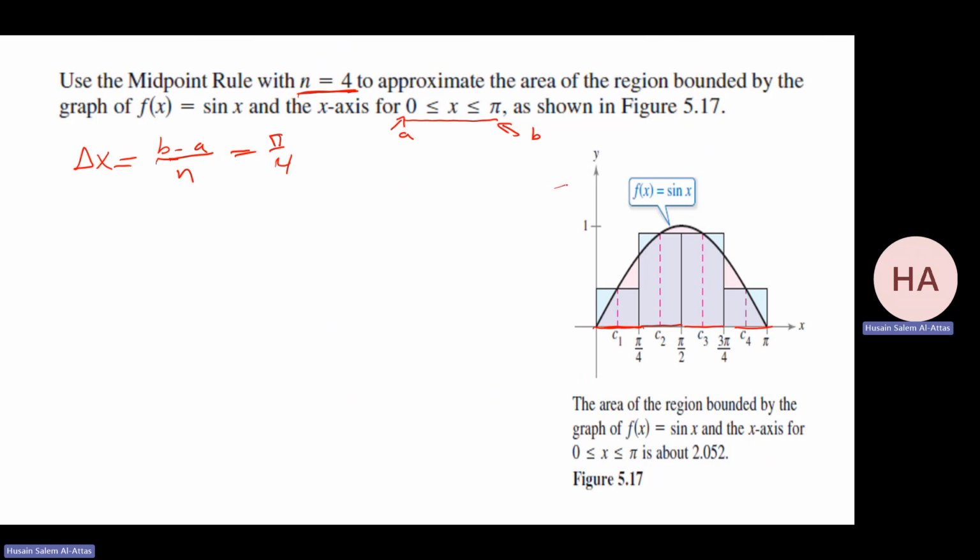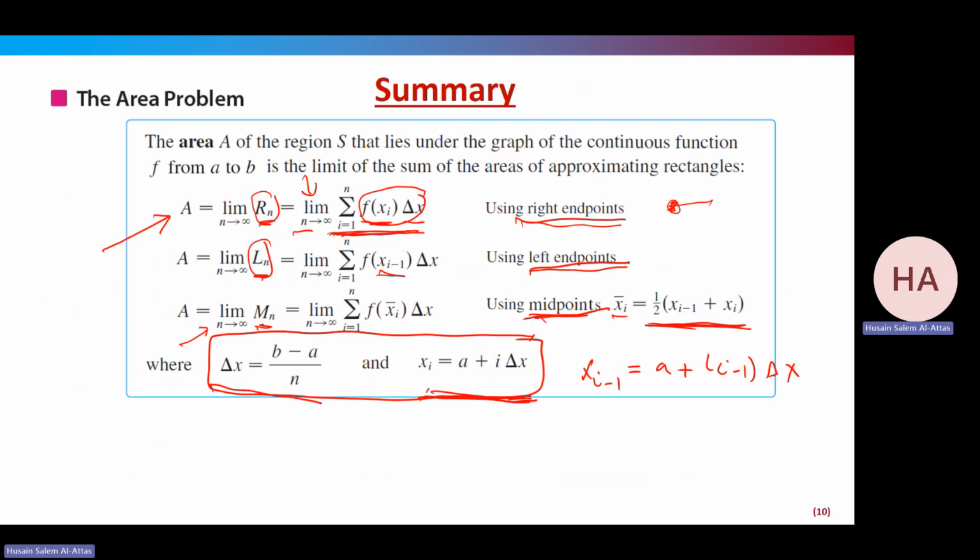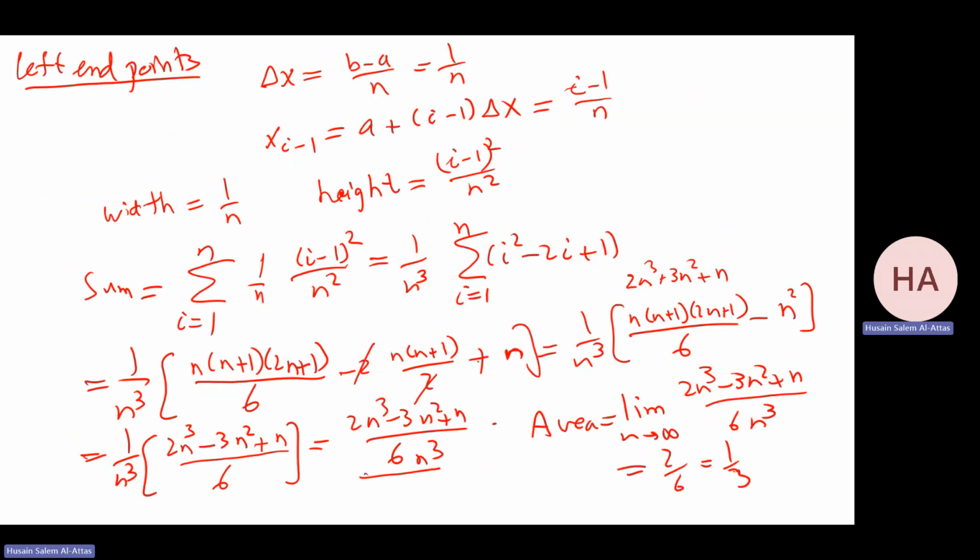So if you want to do it between 0 and pi, I have pi over 4, I have pi over 2, and I have 3 pi over 4, since this is pi over 4, pi over 4, pi over 4. Okay. Now I need to choose the xi. After we split it and find delta x, I need to find the xi bar, which is half of xi minus 1 plus xi.